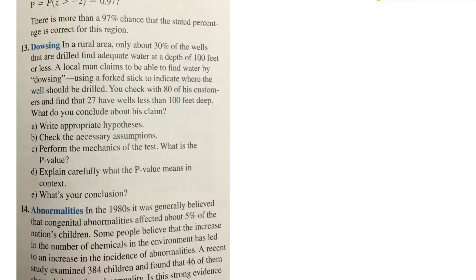First thing, read the problem. 30% of wells find adequate water at 100 feet. Once I see the 30%, I'm already thinking some sort of a proportion test. A local man says he can find water by dousing using a fork stick to indicate where the well should be drilled. You check with 80 of his customers and find that 27 have wells less than 100 feet deep. What can you conclude?